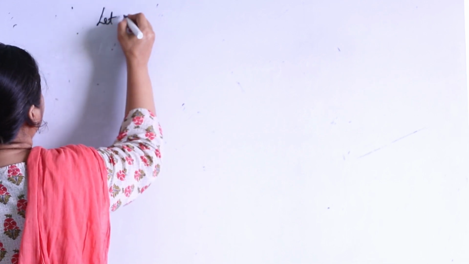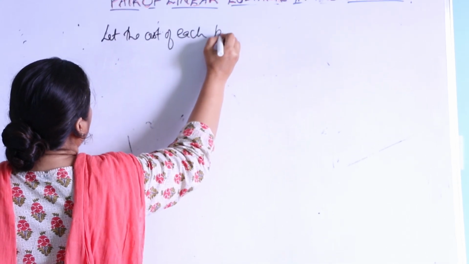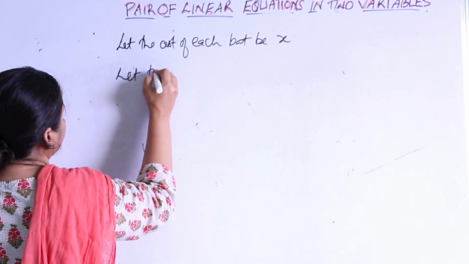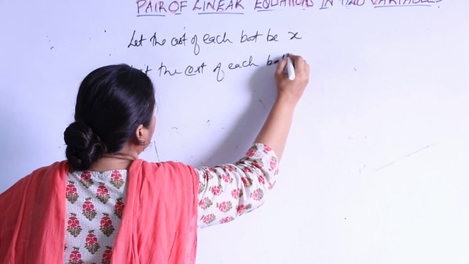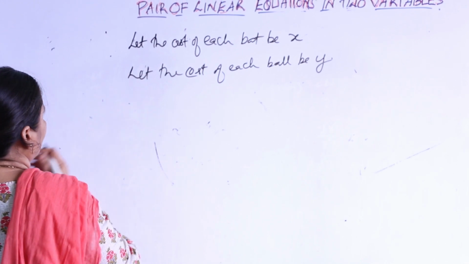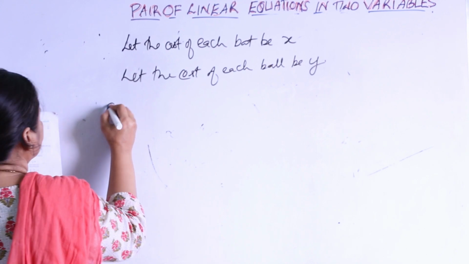So, first we should assume, let the cost of each bat be x and let the cost of each ball be y. So, we will say let the cost of each bat be x. Let the cost of each ball be y. Right? So, we have x and y. Now, how do we get this first equation? What is this? Case 1.